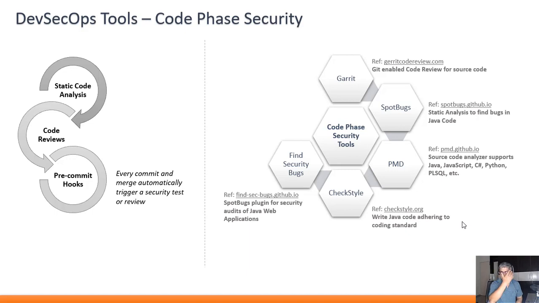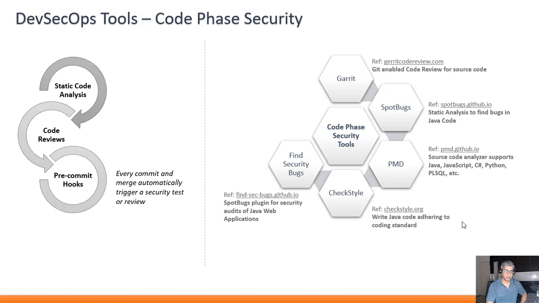Even if you are using SonarQube or something like that, right? You can use Spotbugs for static analysis of Java code. .NET code can be different, so you have different kinds of coding languages, right? So static analysis can be different for different kinds of coding languages. So you have to find the proper tool that can be used for that kind of analysis. Gerrit is Git-enabled code review for the source code.